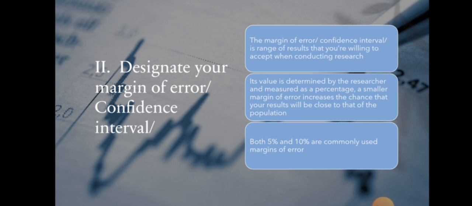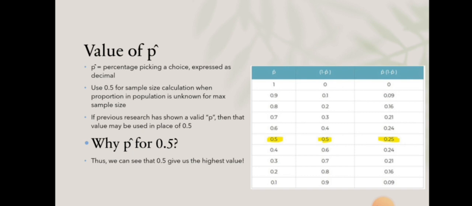A larger margin of error means the value will also be farther from the population. Most commonly, 5% and 10% are used as the margin of error, that is the E value, or margin of error, or confidence interval. So, based on the confidence interval value, we first determine the value of P before calculating the confidence interval.